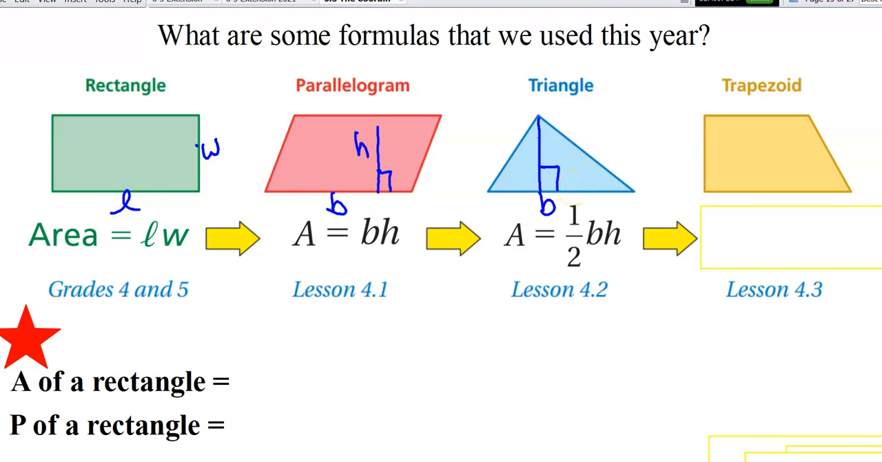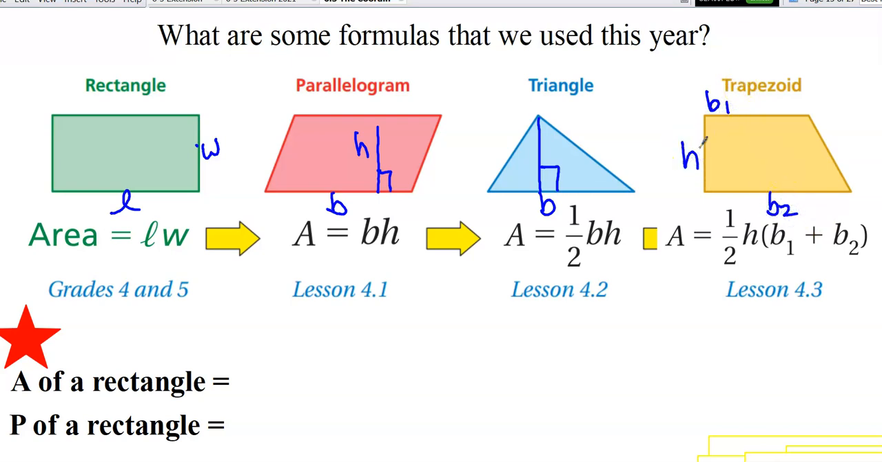And then, of course, the trapezoid is a little more complicated. Remember, a trapezoid has two bases. I'm going to have to move this formula over. It is 1/2 height times base 1 plus base 2. So I could call this base 1, this side would be base 2, and this would be my height.